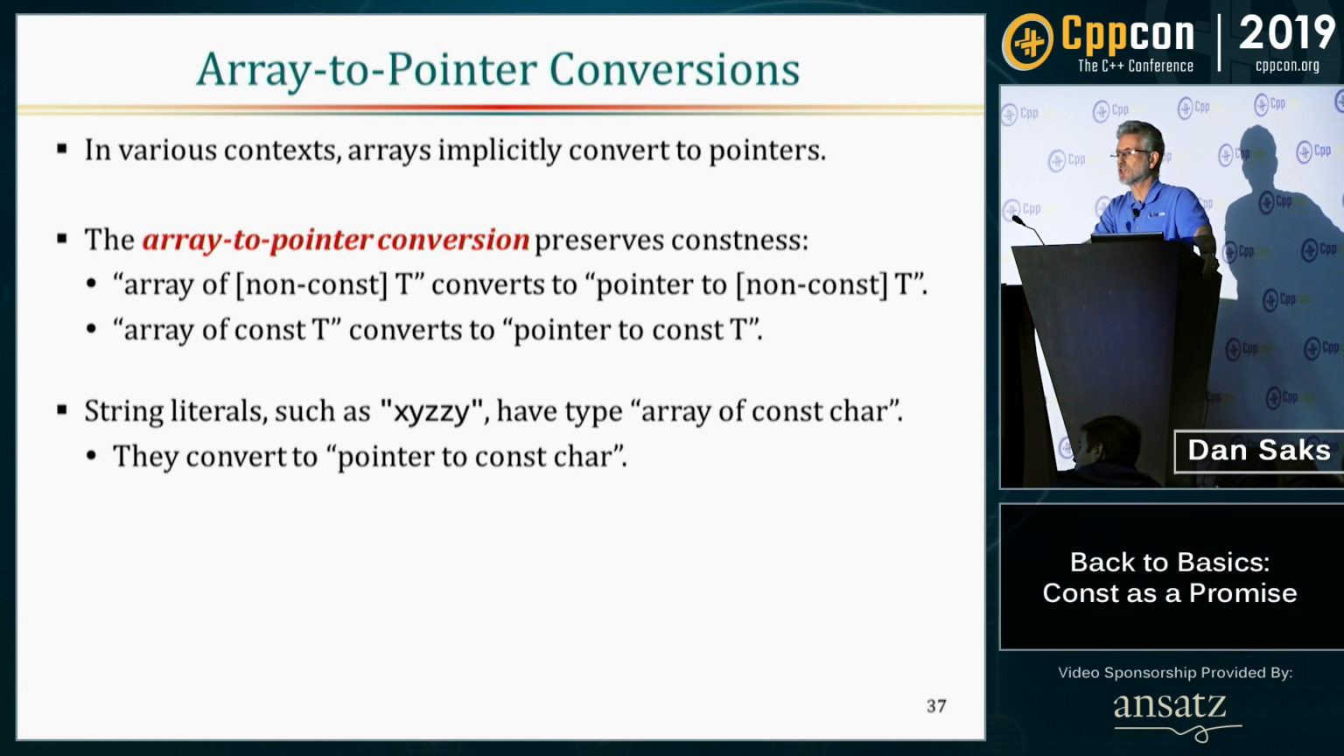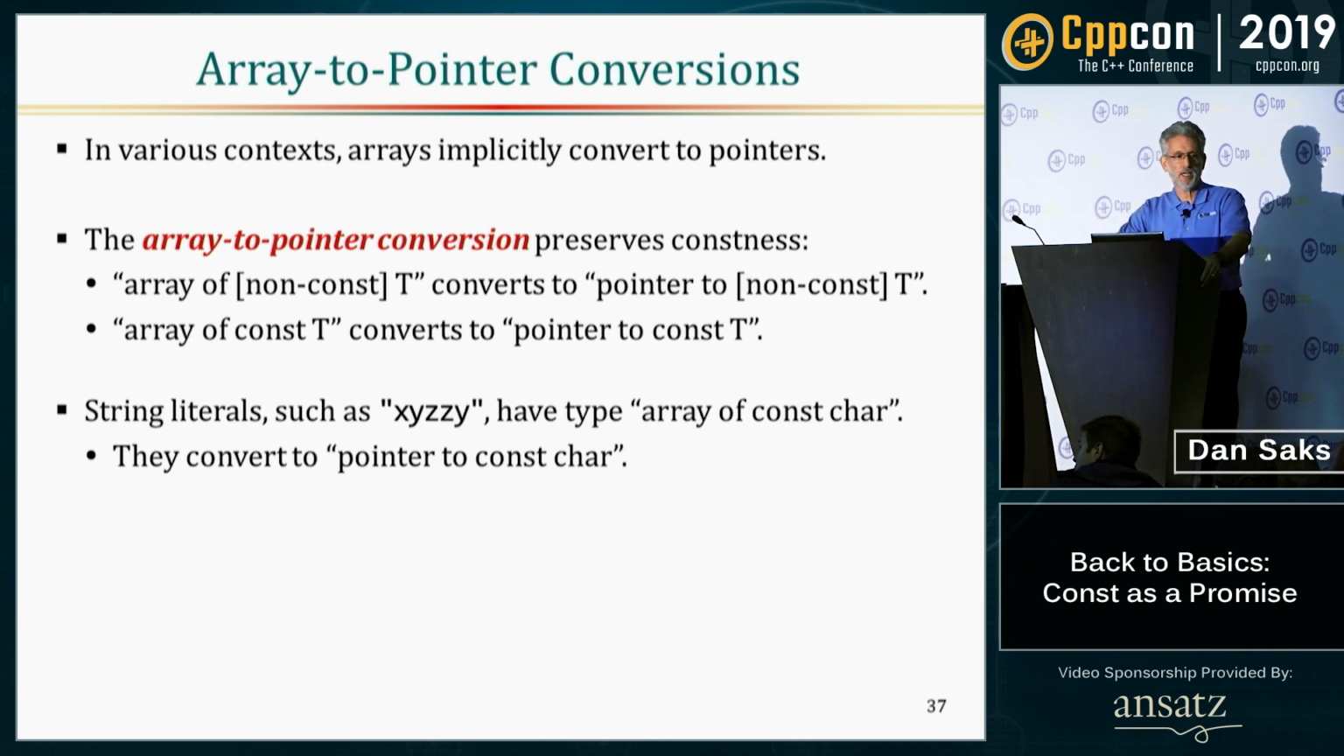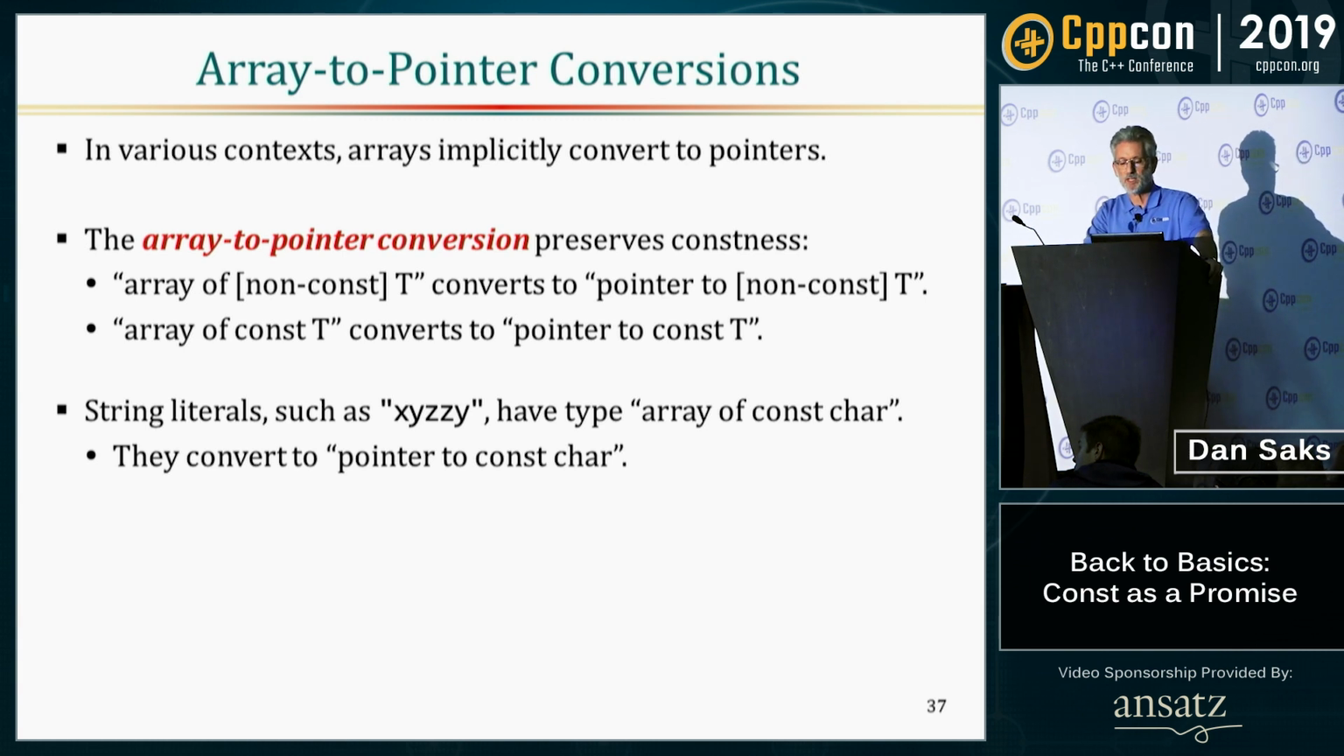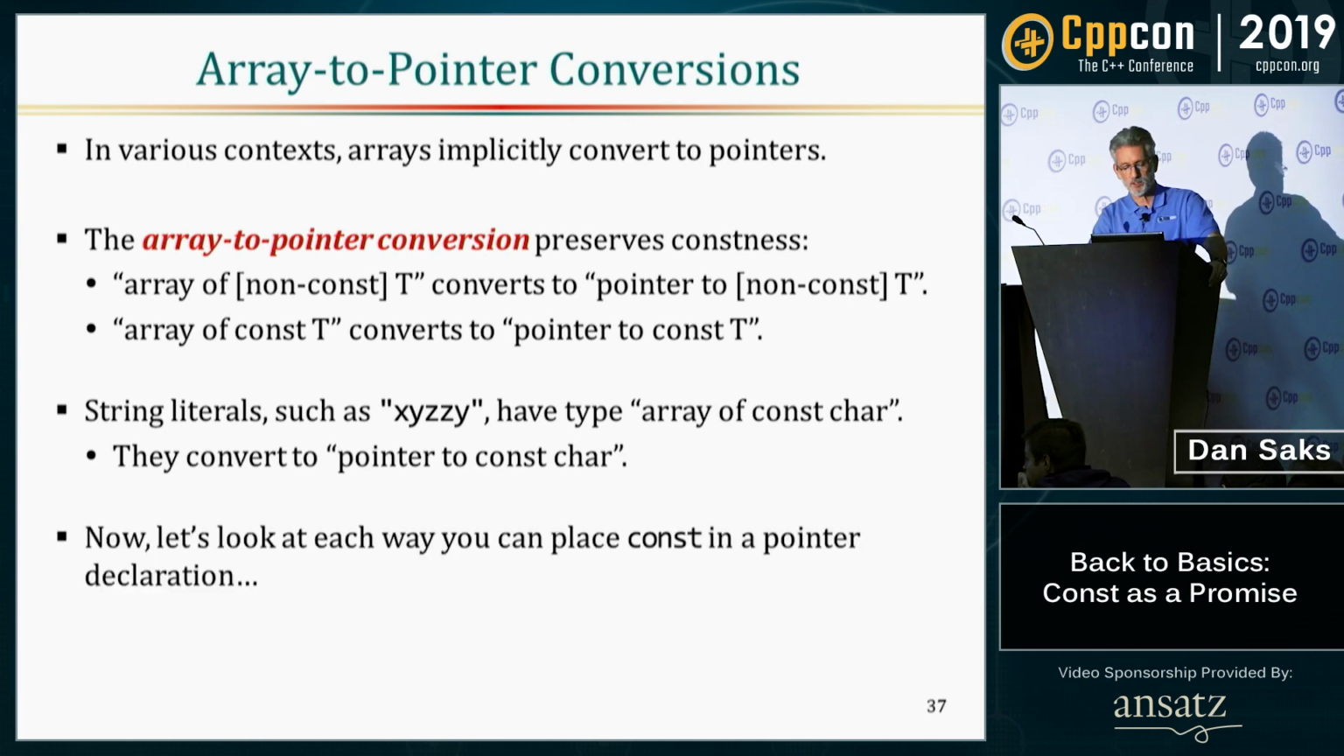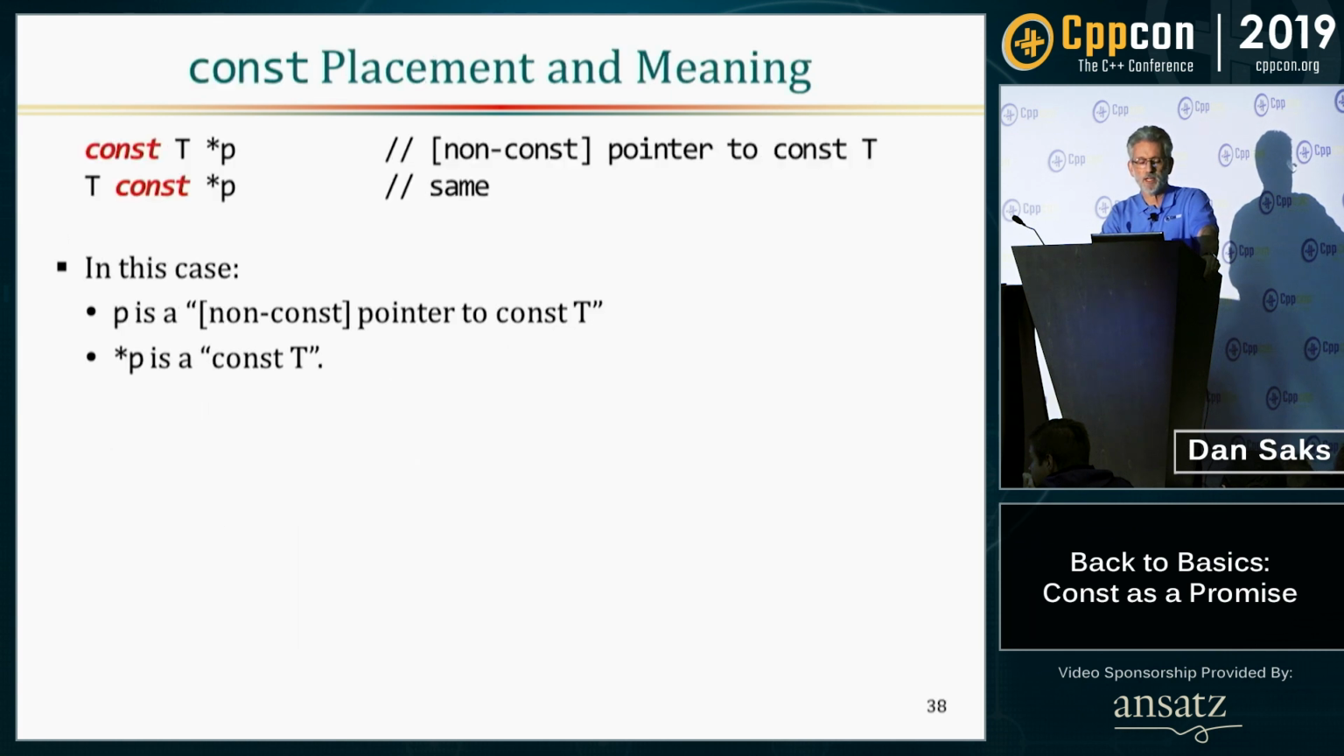Same thing happens with string literals. That double-quoted "xyzzy" really has type array of constant character. If you use it in an expression, it is quietly converted to pointer to const character. So these conversions preserve constness. Okay, with that background, now let's look at some various uses for const in pointer declarations and talk a little bit more about what they mean.